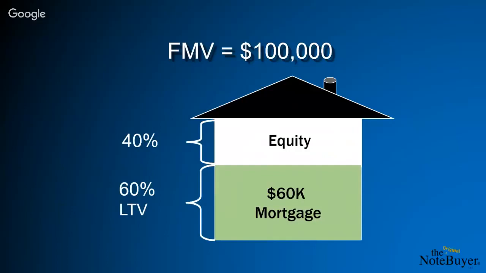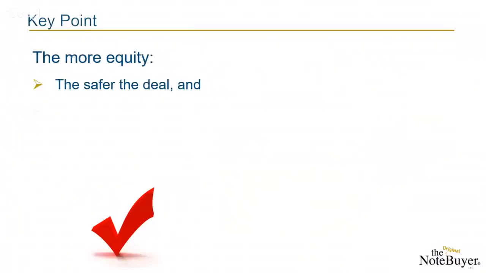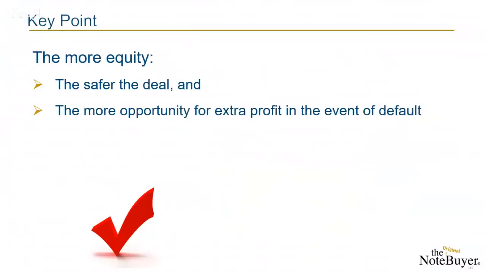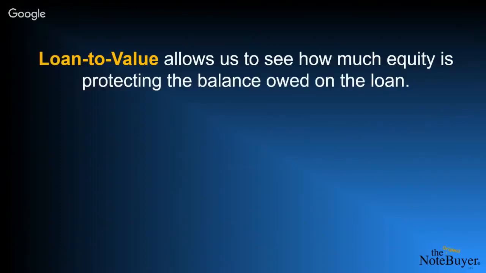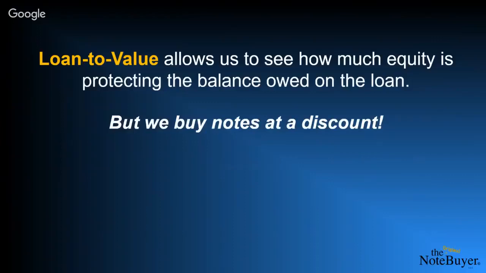Another way to look at that is if the value of the property dropped, it could drop by 40% and you could still sell the property for enough to cover what is owed on it, okay? So the more equity, first of all, the safer the deal, okay? And the more equity, the more opportunity there is for extra profit in the event that the borrower defaulted and you wound up taking the property over and having to resell it, okay? So the loan to value allows us to see how much equity is protecting the balance that is owed on the loan. However, you know that we buy at a discount, okay?